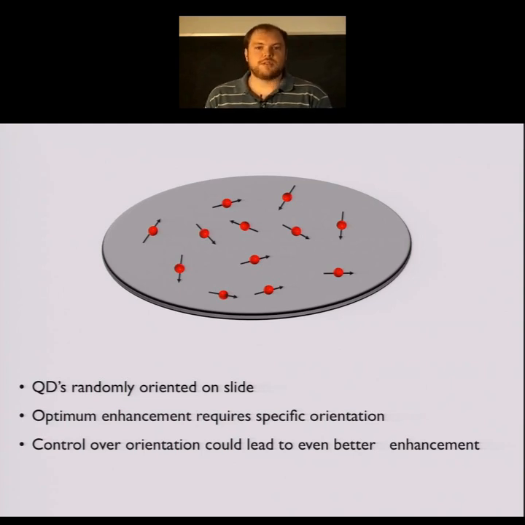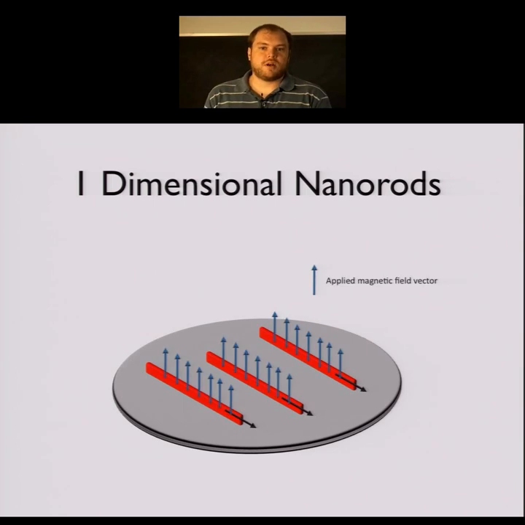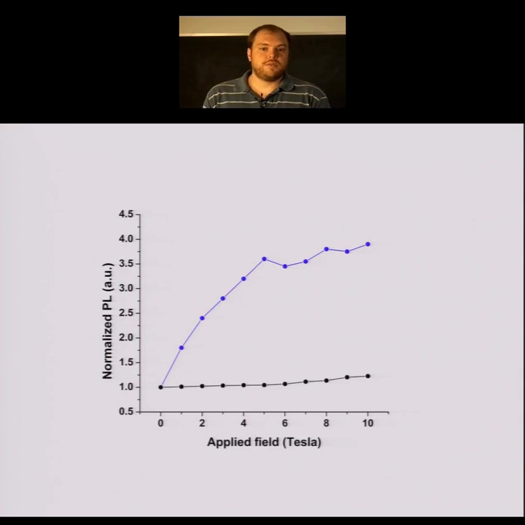And one way to do that is to go from zero-dimensional spheres to one-dimensional nanorods. So now we can grow nanorods so that the long axis of the rod is also the c-axis that is important for the orientation. And that will always be horizontal to the slide. So now when we introduce the magnetic field, it's always perpendicular. And when you make the same plot, you can see where before we had a 25% increase in photoluminescence, we now get a 300% increase, which is a lot better.